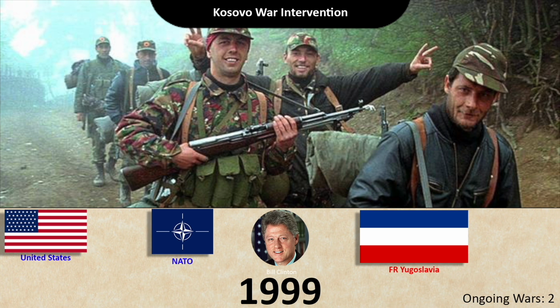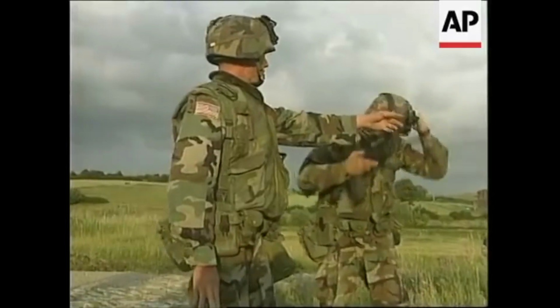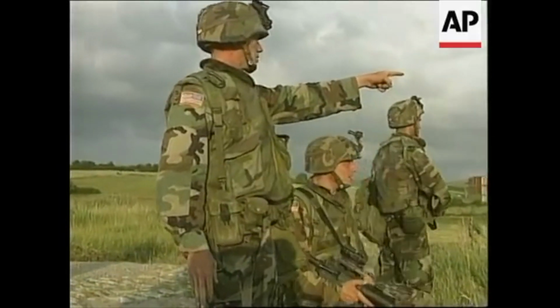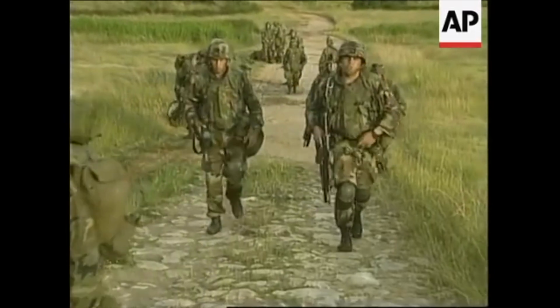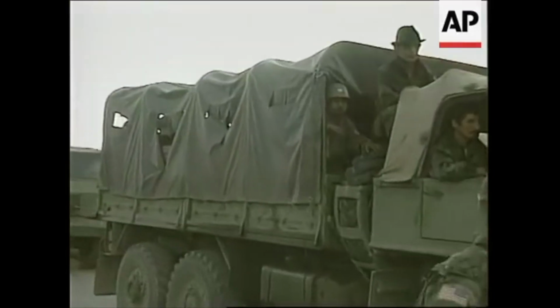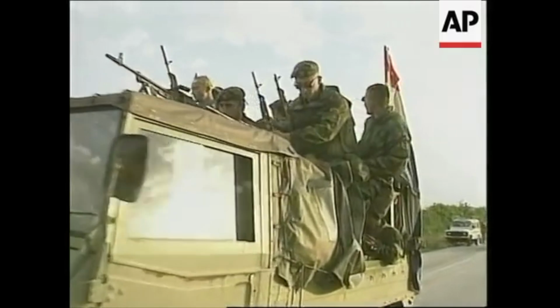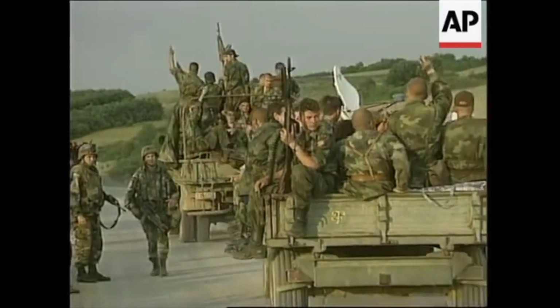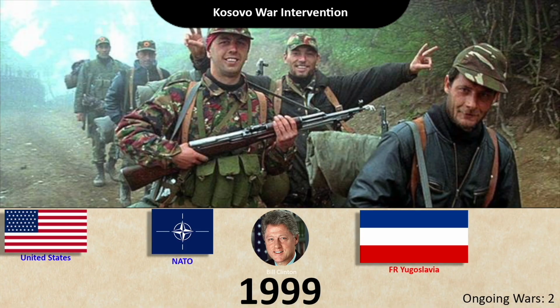And as a result, NATO was like, bro, we don't need your permission. So they launched their own campaign without the UN's approval, stating that it was a humanitarian intervention. They would then launch airstrikes that lasted from March to June in 1999, and the bombings would continue until an agreement was reached that led to the withdrawal of Yugoslav armed forces from Kosovo.